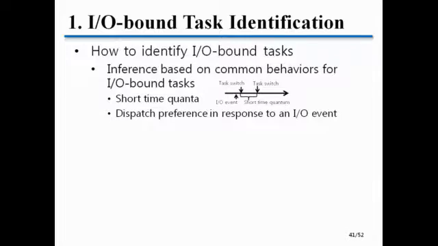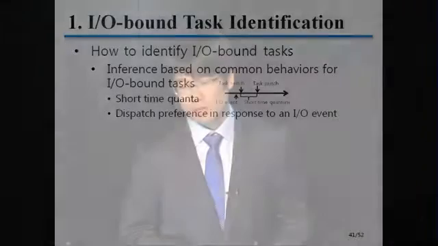The task time quantum allows us to use the traditional heuristic about I/O-bound task characteristics. As a common behavior, I/O-bound tasks usually have a short time quantum because they spend a lot of time waiting for I/O events. And also, we can exploit that many operating systems usually give dispatch preference to the I/O-bound task in response to an I/O event.